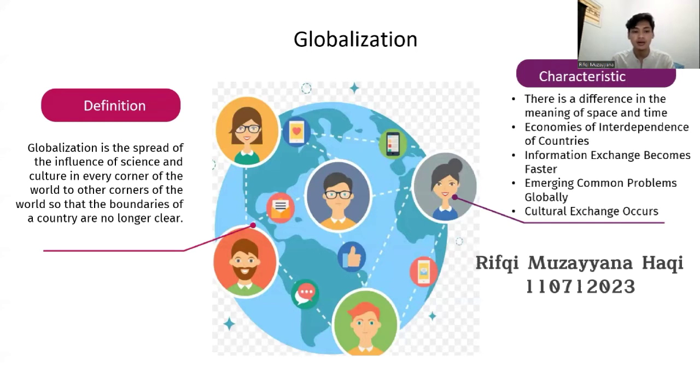Because globalization produces an interdependency between countries to survive. So here, there are five characteristics of globalization. First, there is a difference in the meaning of space and time. Second, economic interdependency of countries. Third, information exchange becomes faster. Fourth, emerging common problems globally. And fifth, cultural action occurs.